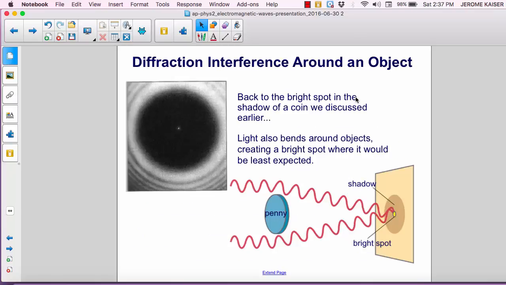Now let's look at diffraction interference around an object. This is just like the bright spot we discussed at the beginning of the unit, where we looked at a light shining on a coin, and inside the shadow we saw a small white spot. The picture on the left illustrates this. Well, light bends around any object, and where the light from all sides constructively interferes, we're going to get a bright spot, and that's what happens in this case.